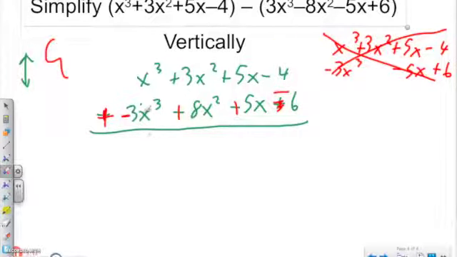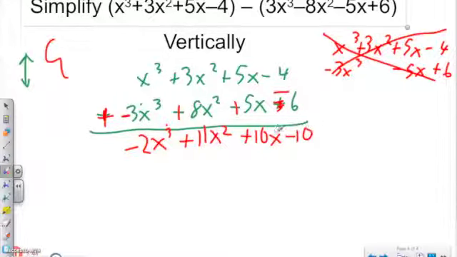So I have an x cubed minus 3x cubed, and that gives us the negative 2x cubed. Sorry, I misspoke there. Then we have a 3x squared and an 8x squared, and that's going to be an 11x squared. I have a 5x and a 5x. I'm going to add those together, and I'm going to get 10x. And I have a negative 4 and a negative 6, which is going to give me a negative 10.